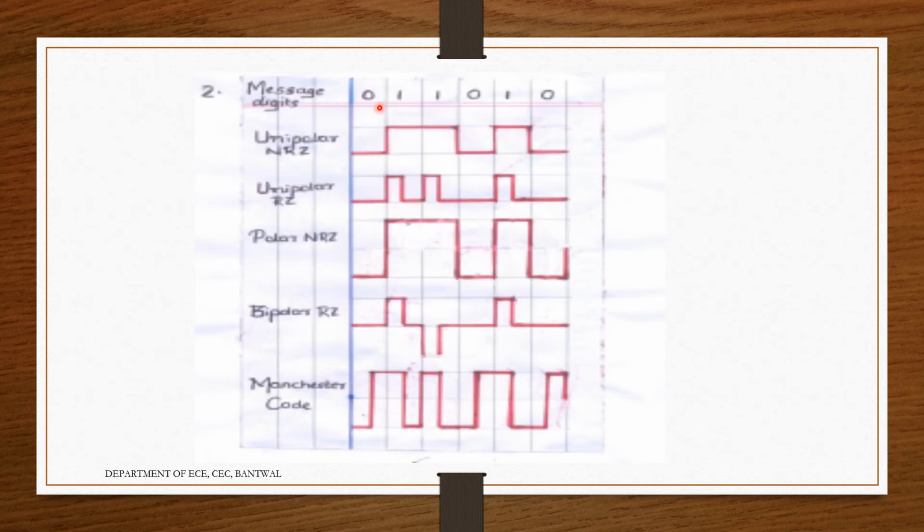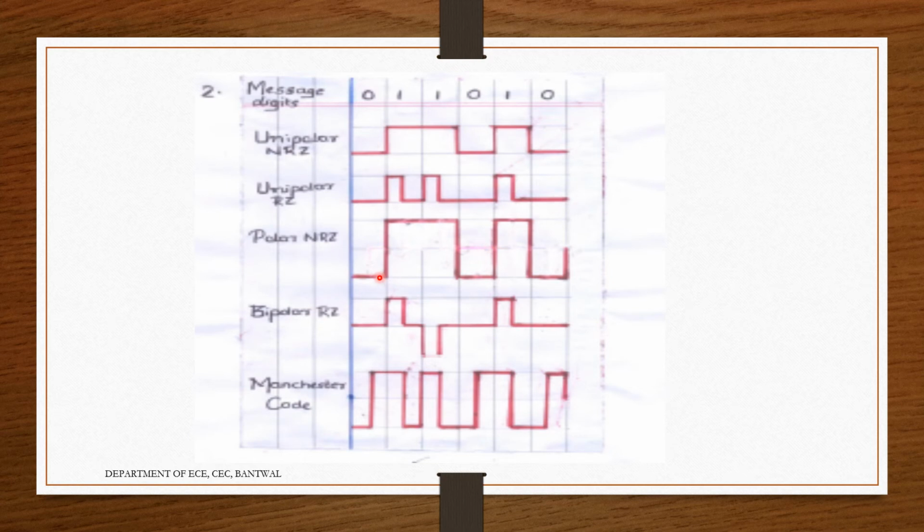So for the bits 0 1 1 0 1 0, it will be unipolar NRZ. The first one is unipolar NRZ 0 1 1 0 1 0. But when you see unipolar RZ, for 0 it will become 0, for 1 the first 50%, half of the 1 bit duration, will become +1, next it will become 0. Next one again the first half will become +1, next it will become 0. Next, for 0 it will become 0 here.